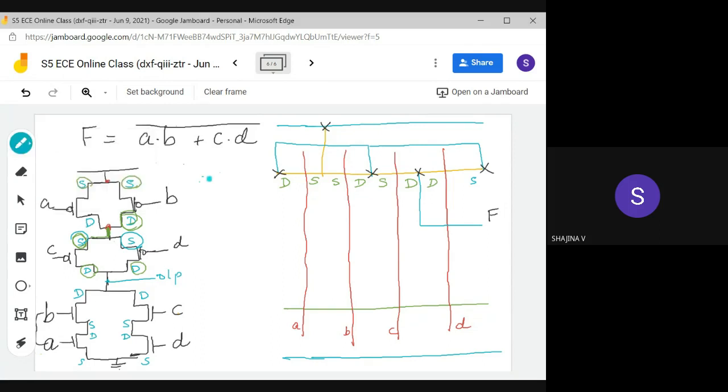Now I can mark the terminals. In terminals, look at A and B. Okay, for A and B, I have to connect the drain of A to the source of B, right? Drain of A to source of B. Okay, and between B and C, you can see the drains are connected together, right? Between B and C, the drains are connected together. And obviously, this will be source of C. And between C and D, source of C is connected to drain of D. So this can be taken as D. So this will be source, this will be source.